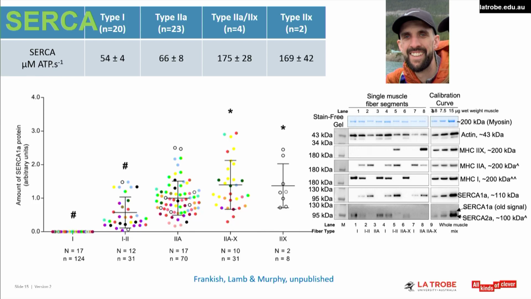And that's all well and good, but what I want to draw our attention to now is that if we look at the 2A, 2AX and the 2X, there isn't a great deal of difference in the abundance of SERCA. But up here, you've got a threefold difference in the ATPase consumption of those muscle fibres. So the SERCA itself can't be playing the role on its own, and this is where the regulation comes into it.